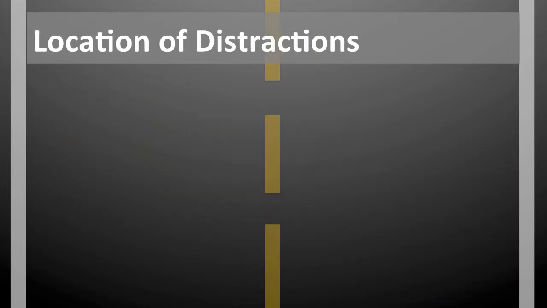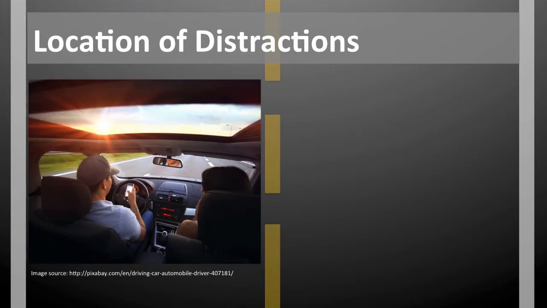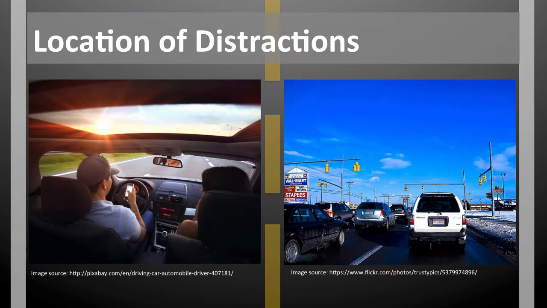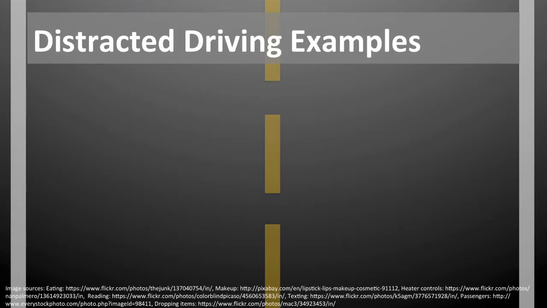Distractions can occur in one of two locations. They can be inside the vehicle, or they can occur outside. If you look carefully, each of these images has multiple distractions for the drivers. Any number of items can be distractors. Here are some of the distractions that are located inside of the car.